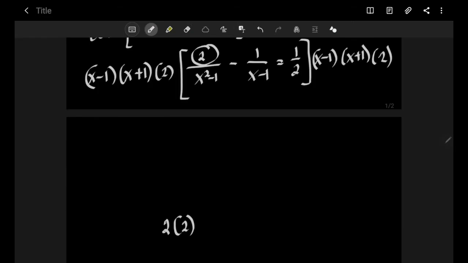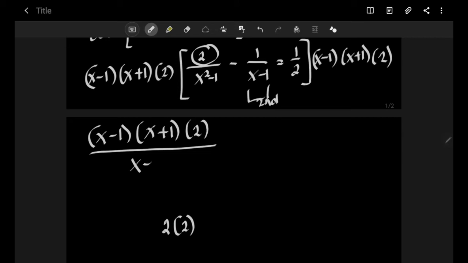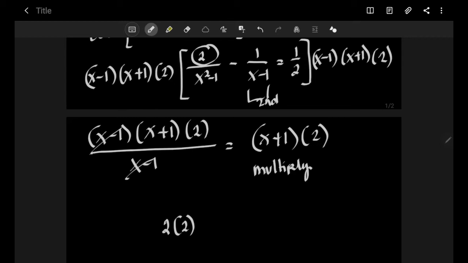Okay. Next step naman, yung LCD natin, i-divide na natin dun sa second denominator. So, ito yung second denominator natin. So, we have x minus 1 multiplied by x plus 1 multiplied by 2 all over x minus 1. So, ano yung makakancel? That is x minus 1. So, ang matitira sa atin is x plus 1 multiplied by 2. Na i-multiply natin dun sa second numerator, which is positive 1.